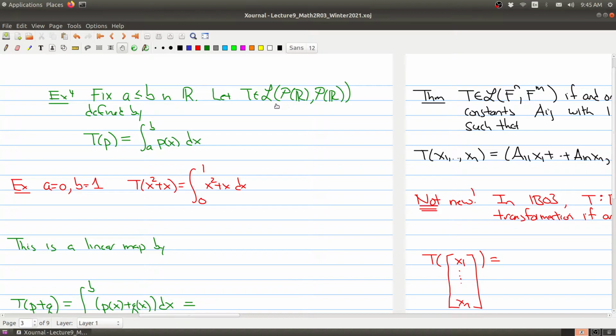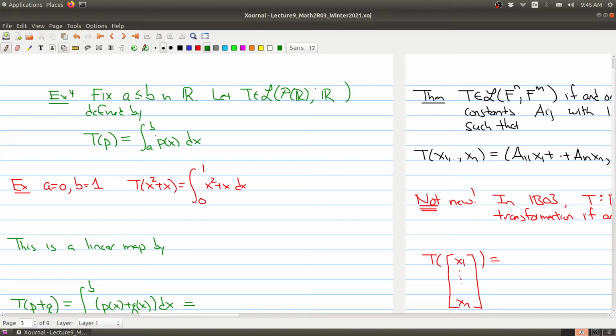Again, we're looking at the vector space of all polynomials, and we're looking at linear maps that go from the set of all polynomials to the set of all polynomials. Sorry, actually, let me rephrase that. It's not exactly right. I'm going from the vector space of all polynomials to the vector space consisting of just the real numbers. And how I'm going to do that is I'm going to take my polynomial and integrate that polynomial on the interval from a to b.